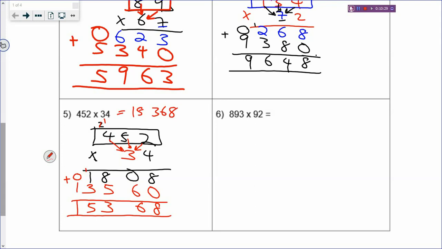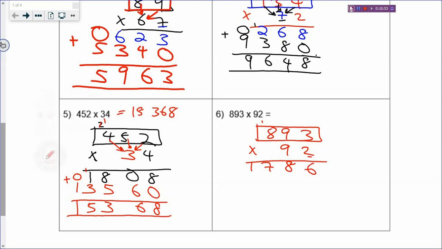Alright, so once you're good, you can do a little bit faster. 893, and then you multiply by 92. Alright, so top number again is always the top number. And then you take top number and you times 2 first, right? Times 2. So 3 times 2, 6. 9 times 2 is 18, carry 1 above the next digit that you want to multiply. 8 times 2 is 16, then you plus 1, 17.